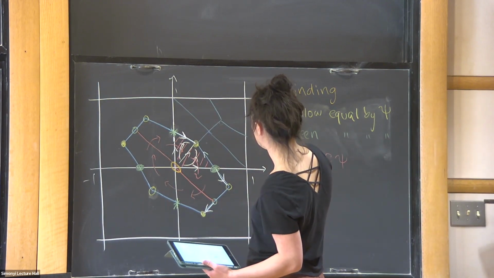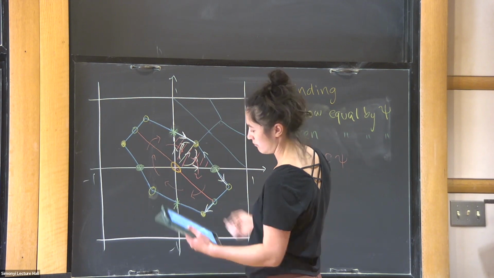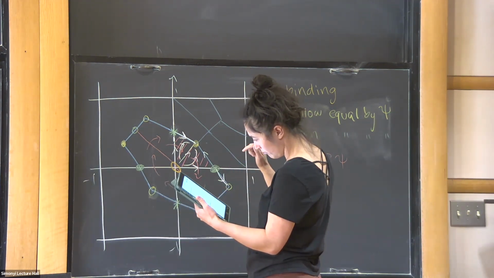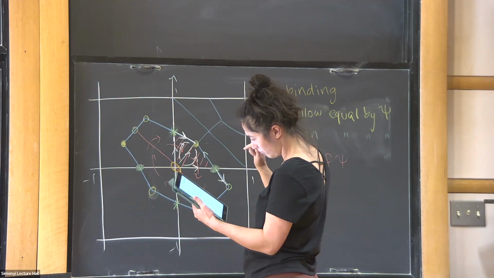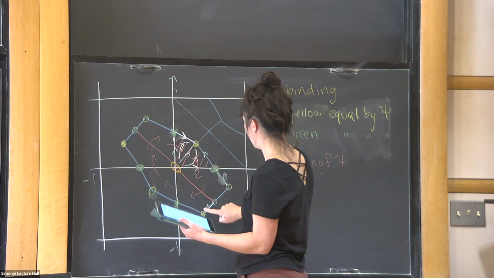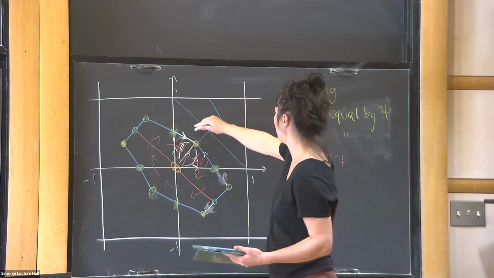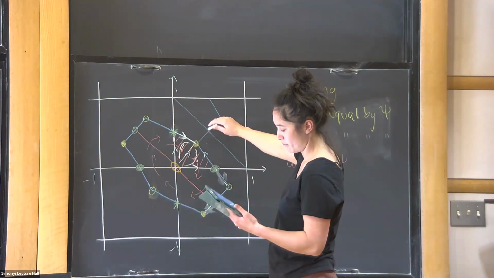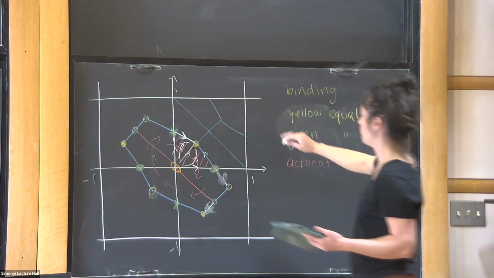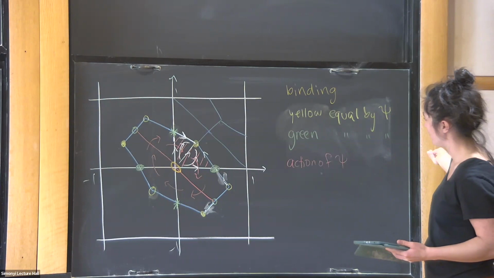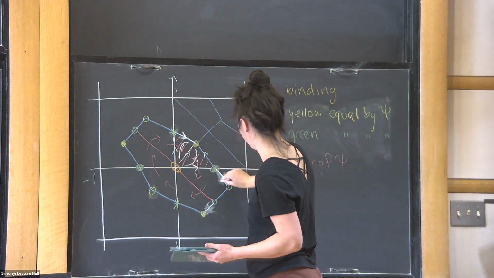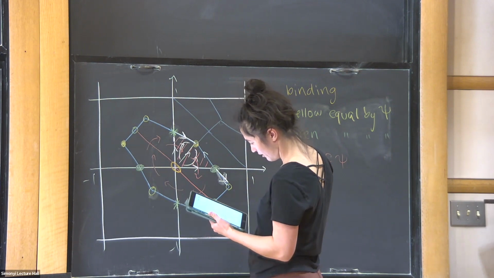Did I do this wrong? Let me check with my notes. Aha. Yes, it's the wrong one. So this one will go to... Okay, I think I've heard people say you shouldn't do arithmetic on the board. Maybe this is something you shouldn't do on the board.